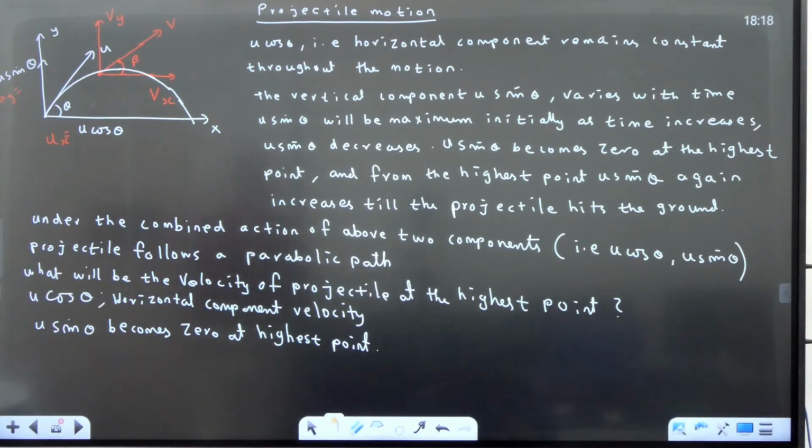So during projectile motion, the horizontal component remains constant. The vertical component varies with time. Done? Completed?